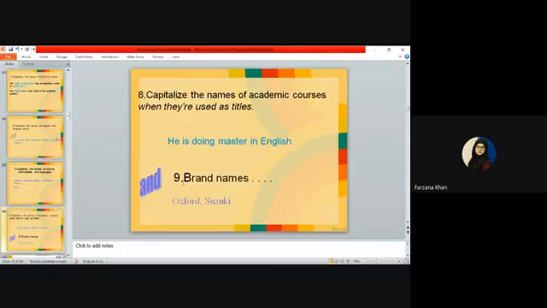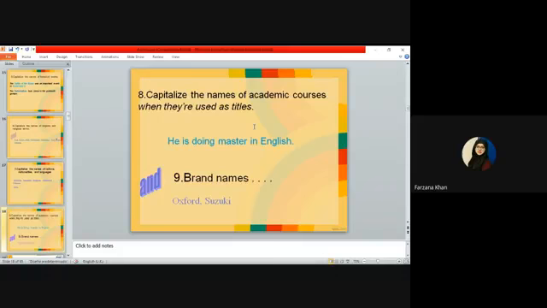According to rule number 8 of capitalization, capitalize the names of academic courses when they are used as titles. Whenever you write the name of an academic course as a title, you need to capitalize the first letter. In the example, you can see he's doing master in English. English is the name of the subject here, the name of the course. That's why E is capitalized. Again, English is also the name of the language. That's why E will always be capitalized.